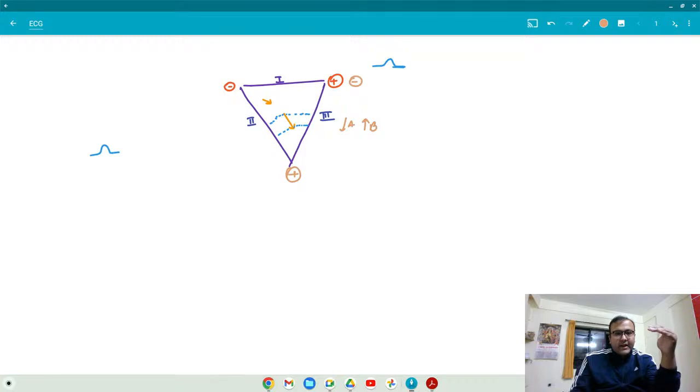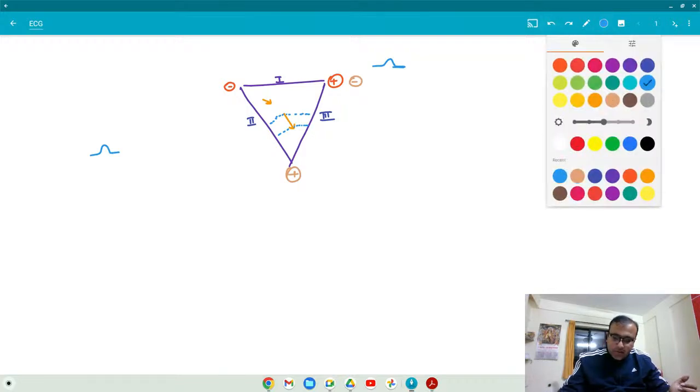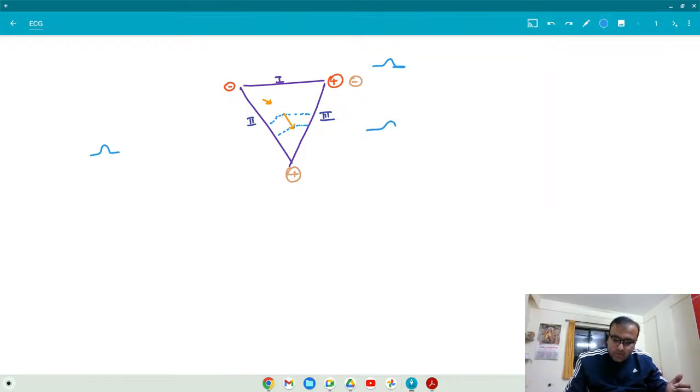Is the direction of the vector towards the anode or away from the anode? So if it is towards the anode, should the deflection be positive or negative? Simple. What is confusing over here? So deflection is positive. Agreed? Okay, so this part is clear to all.